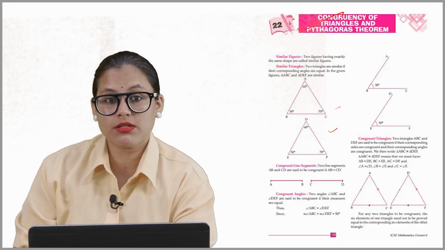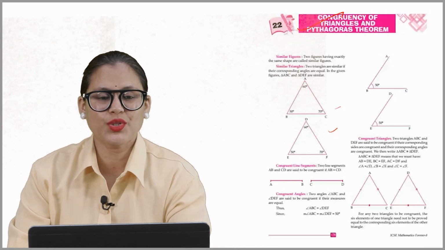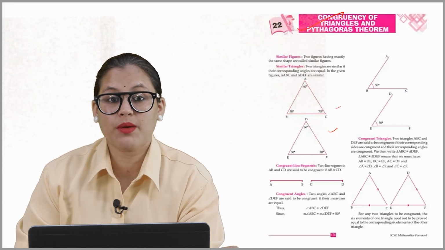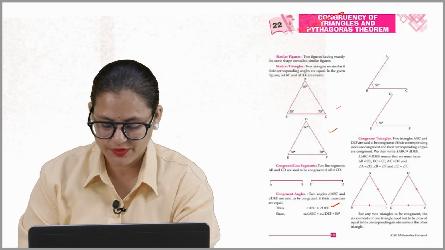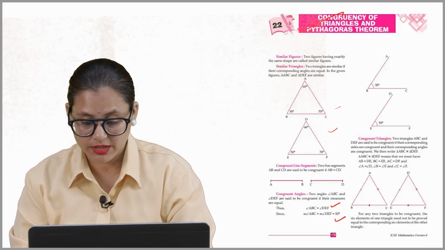Congruent line segments. Two line segments AB and CD are said to be congruent if AB is equal to CD. Congruent angles. Two angles, angle ABC and angle DEF, are said to be congruent if their measures are equal. Thus, angle ABC is equal to angle DEF, and angle ABC is equal to angle DEF is equal to 50 degrees.